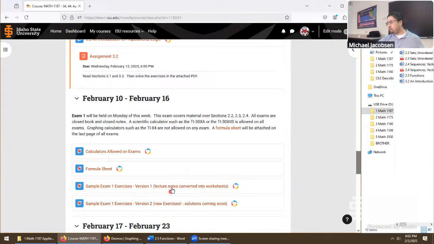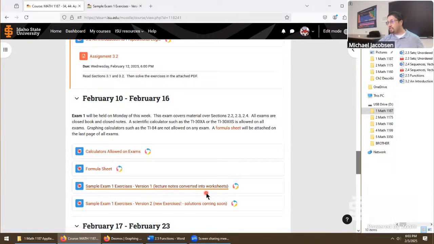Then down below, I gave two different versions of a sample exam. Version 1 is lecture notes converted into worksheets. Maybe that doesn't sound too exciting, but the value of that is, when you look at the original lecture notes, there's a lot of noise there. It's really hard to study that stuff unless you're just looking for a step-by-step solution. That's not too helpful either, because if you're studying for this content, you need to get in the practice of just writing out your whole own solutions top to bottom without looking at a guide.